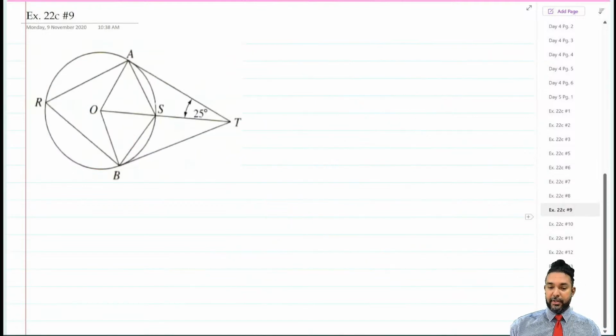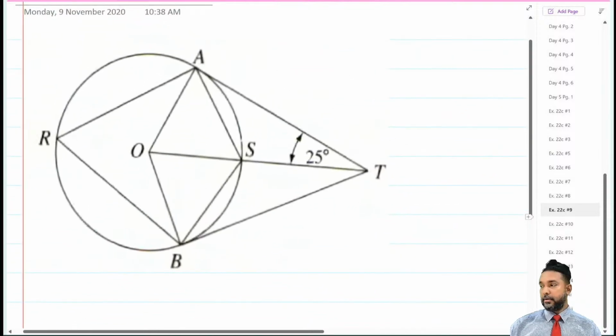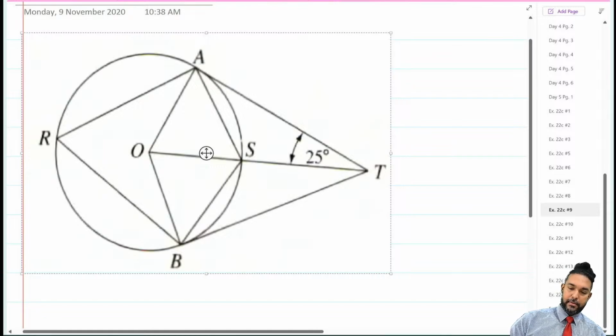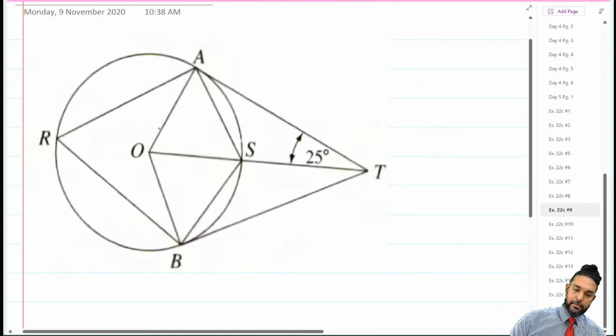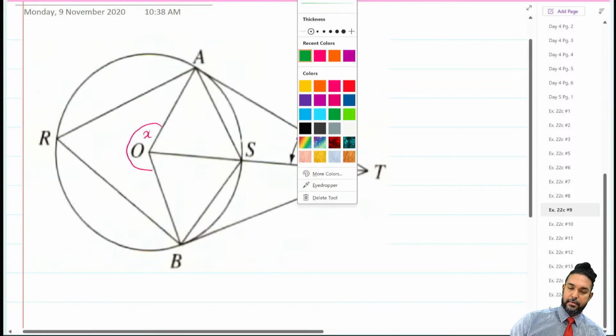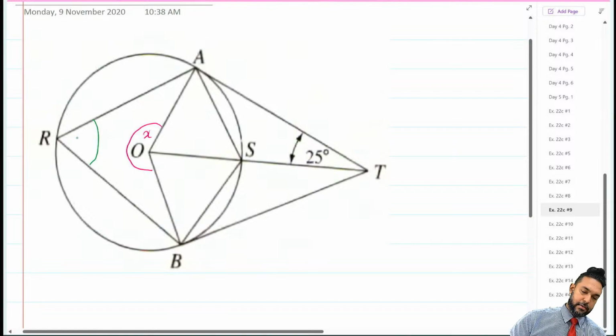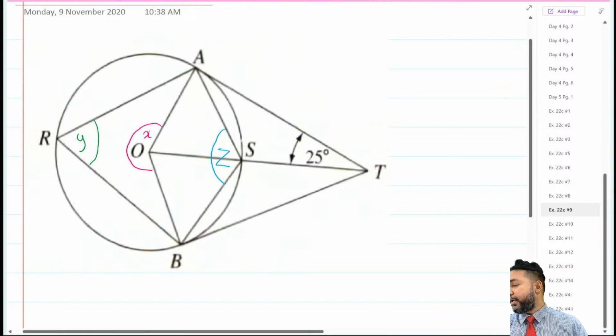Okay, and let me tell you what we're looking for inside of here, right? X, Y and Z. That's angle X. That's angle Y. And that's angle Z. Right, so we're looking for those three angles, X, Y, and Z.